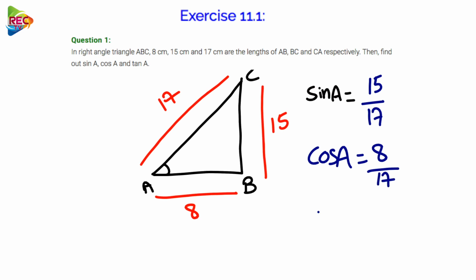So next one is tan A. Tan A equal to the length of the side opposite to angle A by the length of the adjacent side of the angle, AB. So tan A equal to 15 by the length of the adjacent side, 8. So 15 by 8.